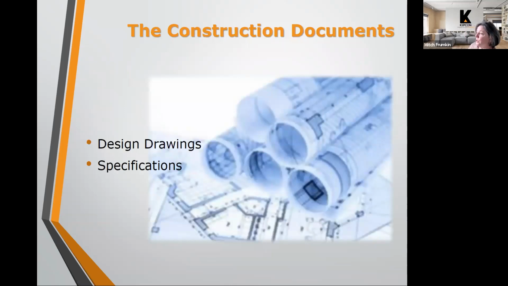So the construction documents, as I mentioned, are prepared by the engineer. In the beginning of a project, once the association decides to move forward with a project, they'll probably ask for proposals from the engineers, and they will select an engineer to prepare the bid package. So the bid package includes the design drawings and the specifications.